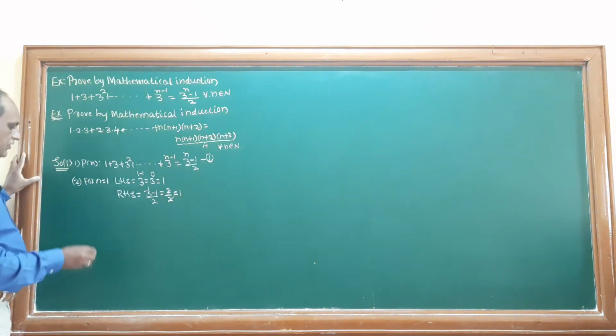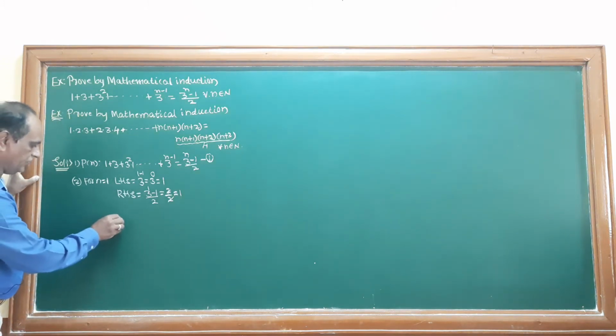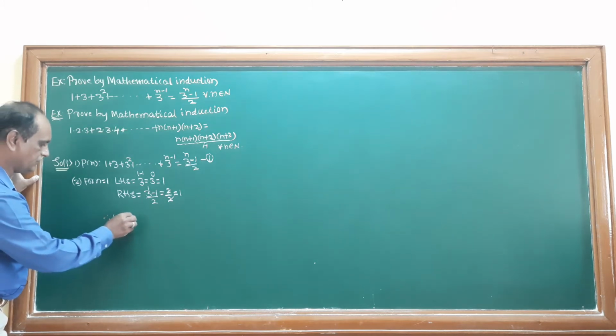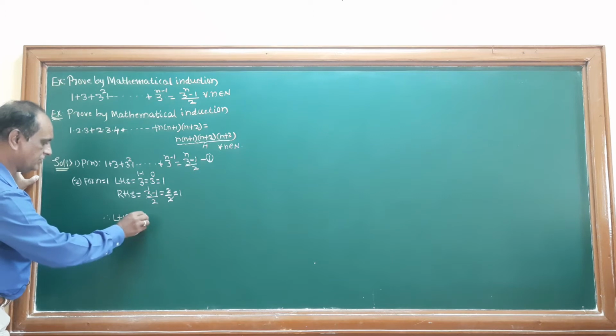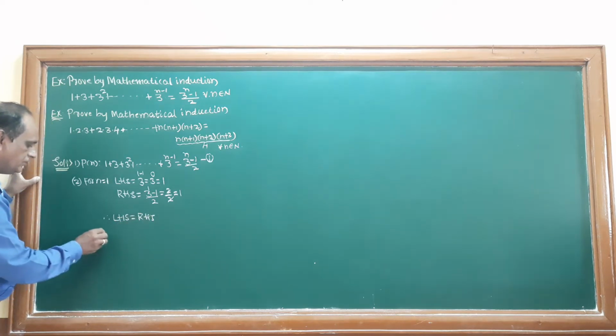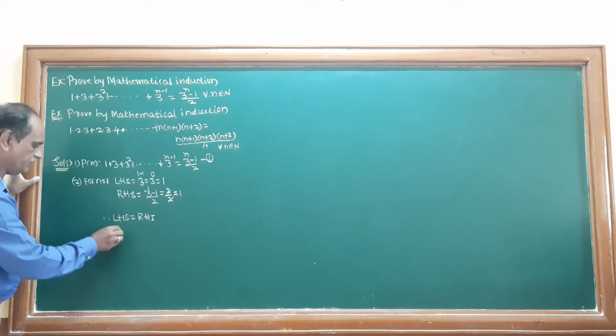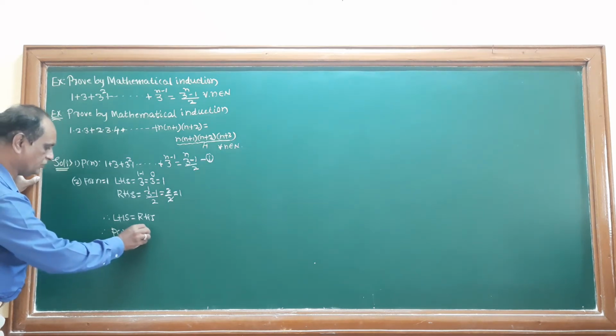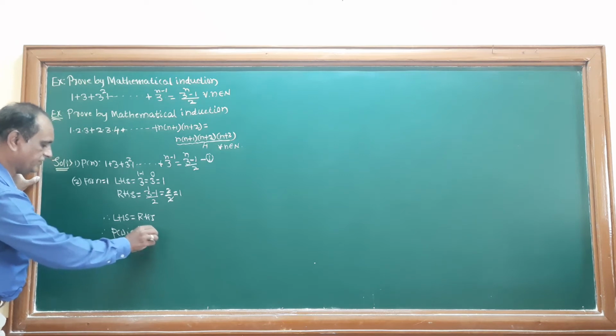Therefore, LHS is equal to RHS, which means therefore P of 1 is true. So it has become true.